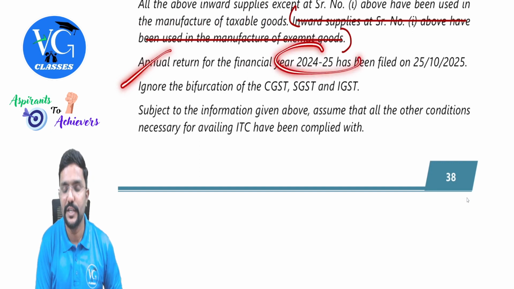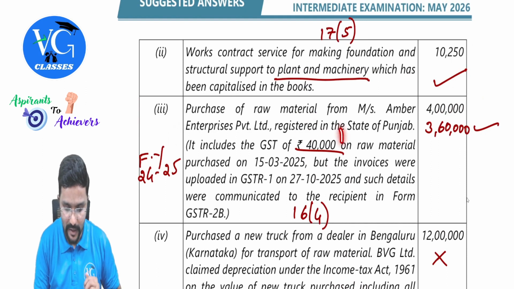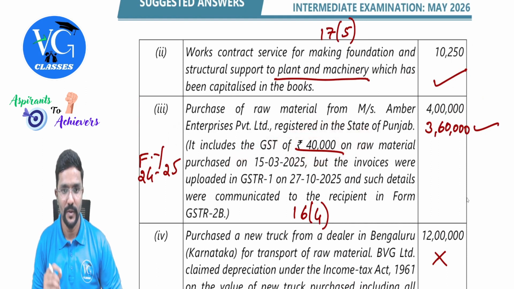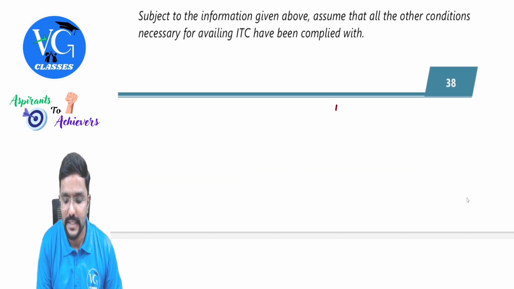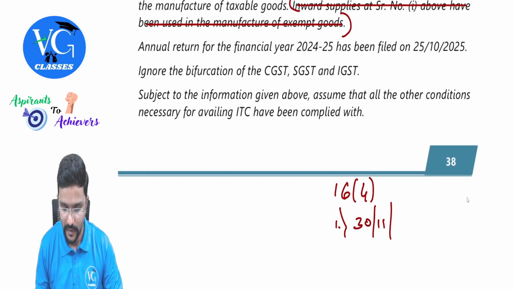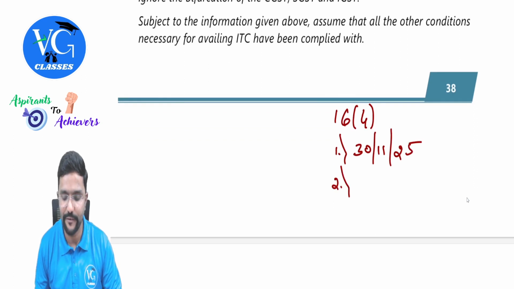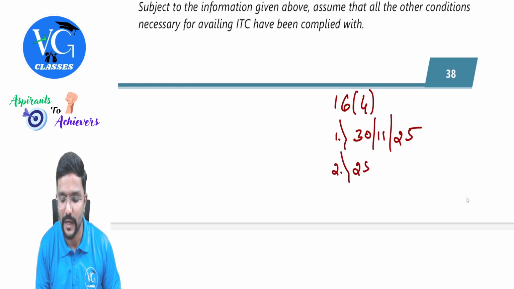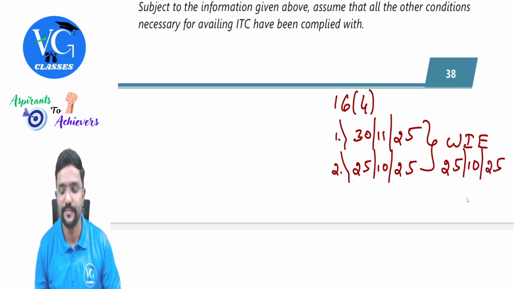Then annual return for the financial year 24-25 has been filed on 25th October. This is important for us to decide whether credit is available for 40,000. As per section 16(4), the maximum time limit to claim credit is, first point, 30th November of next financial year, so it would be 30th November 2025. Or the actual date of filing the annual return, which is 25th October 25. Whichever is earlier, which in our case is 25th October 25.